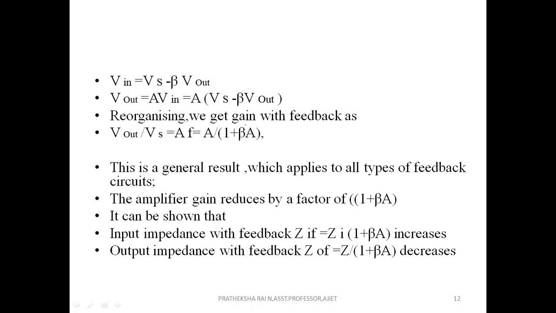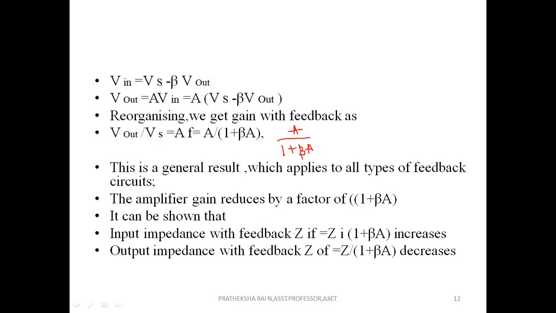Reorganizing, we get the gain with feedback, V out divided by Vs, as Af, that is equal to the gain with feedback. So it is A divided by 1 plus beta A. So this is the gain with negative feedback. This is the general result which applies to all types of feedback circuits. So the amplifier gain reduces by a factor of 1 plus beta A when you apply negative feedback.